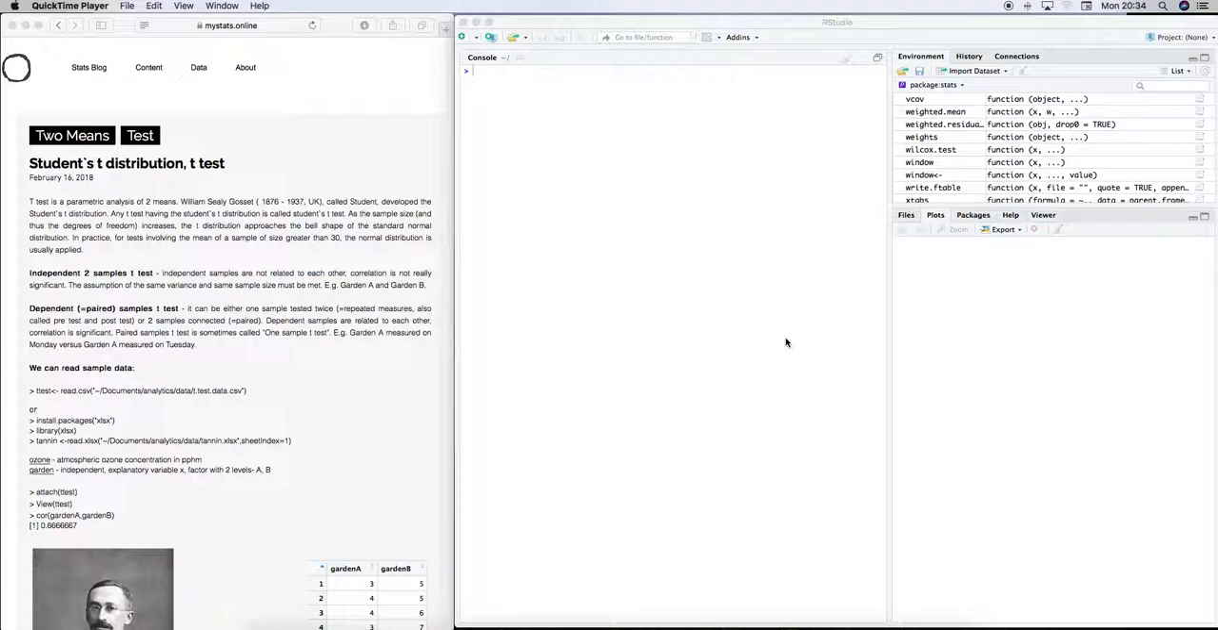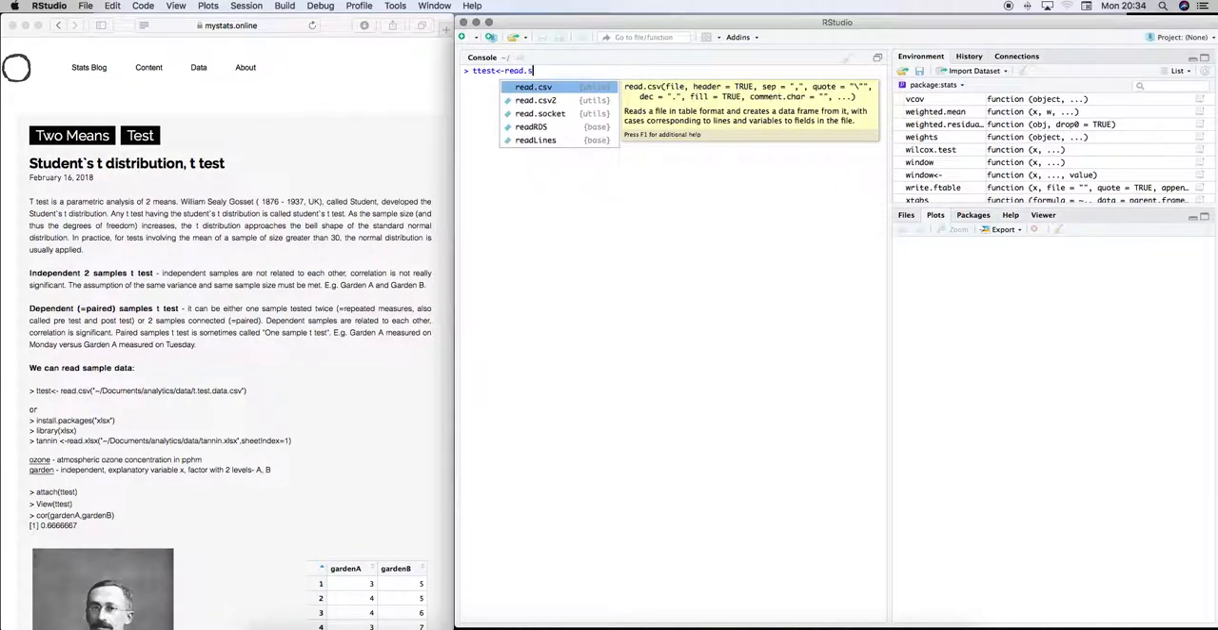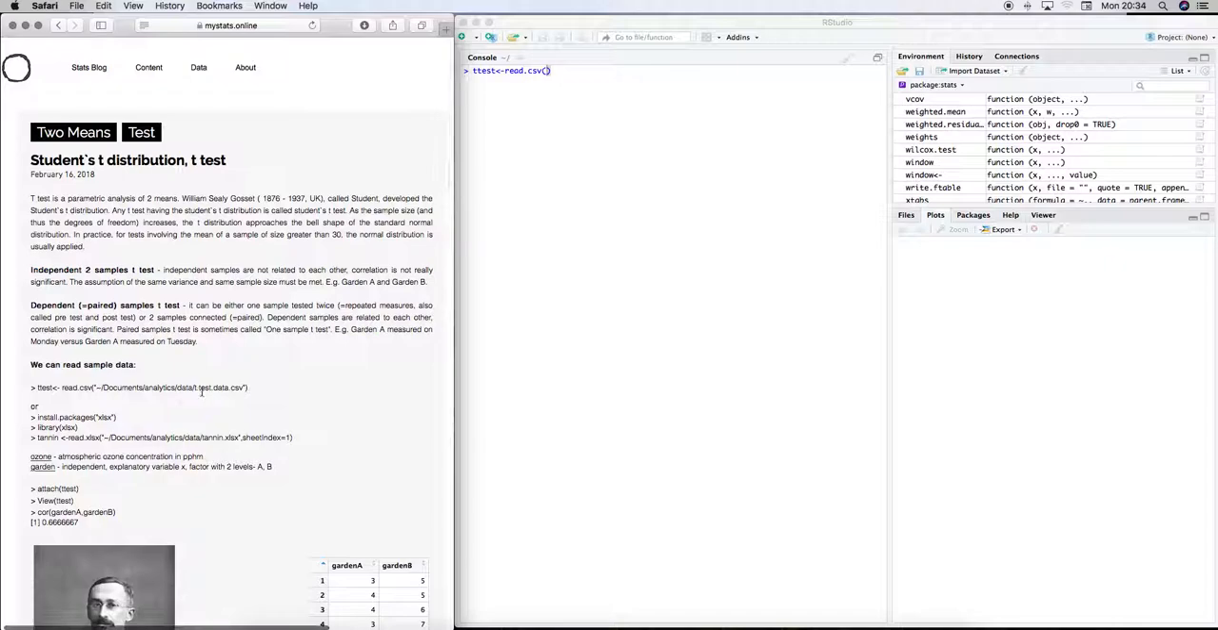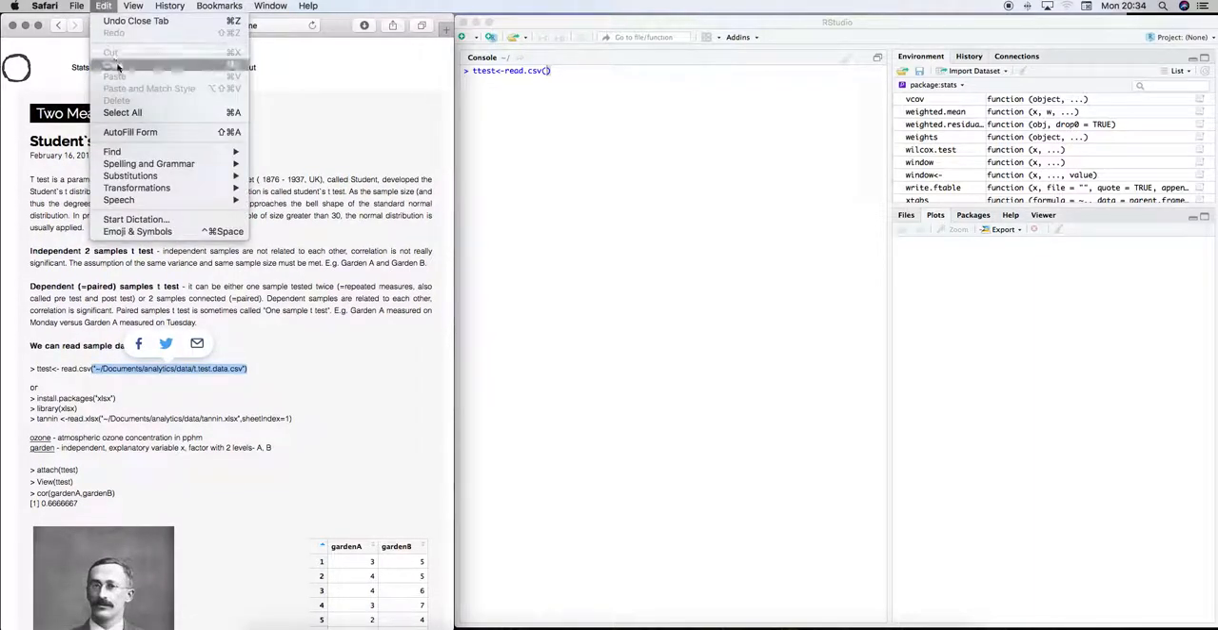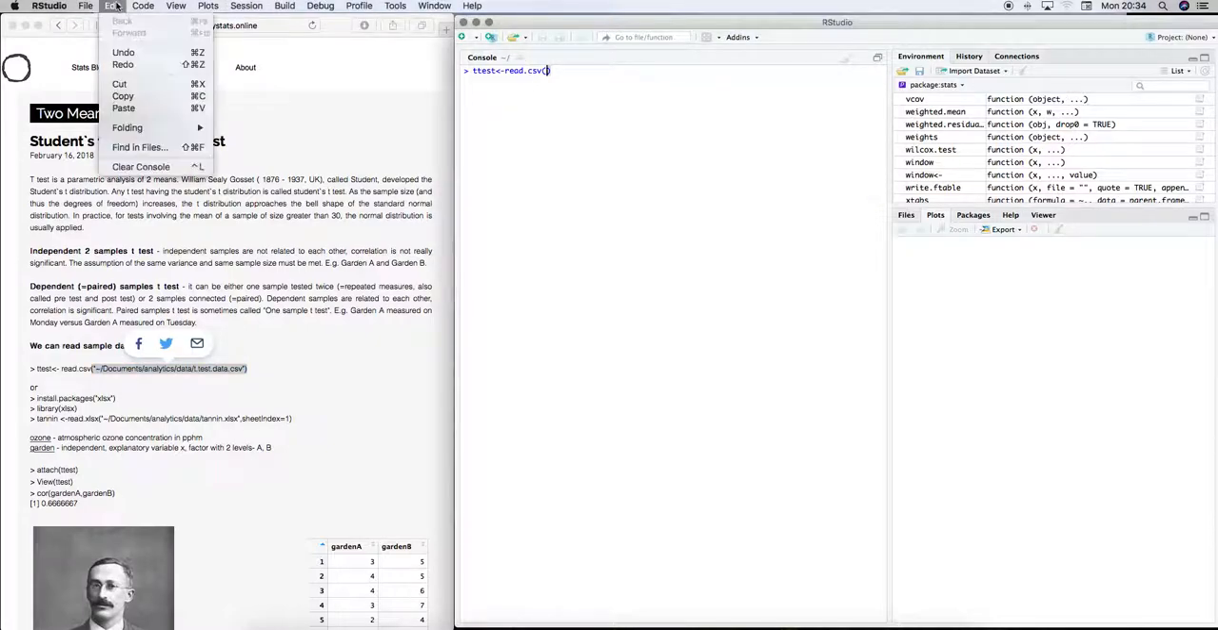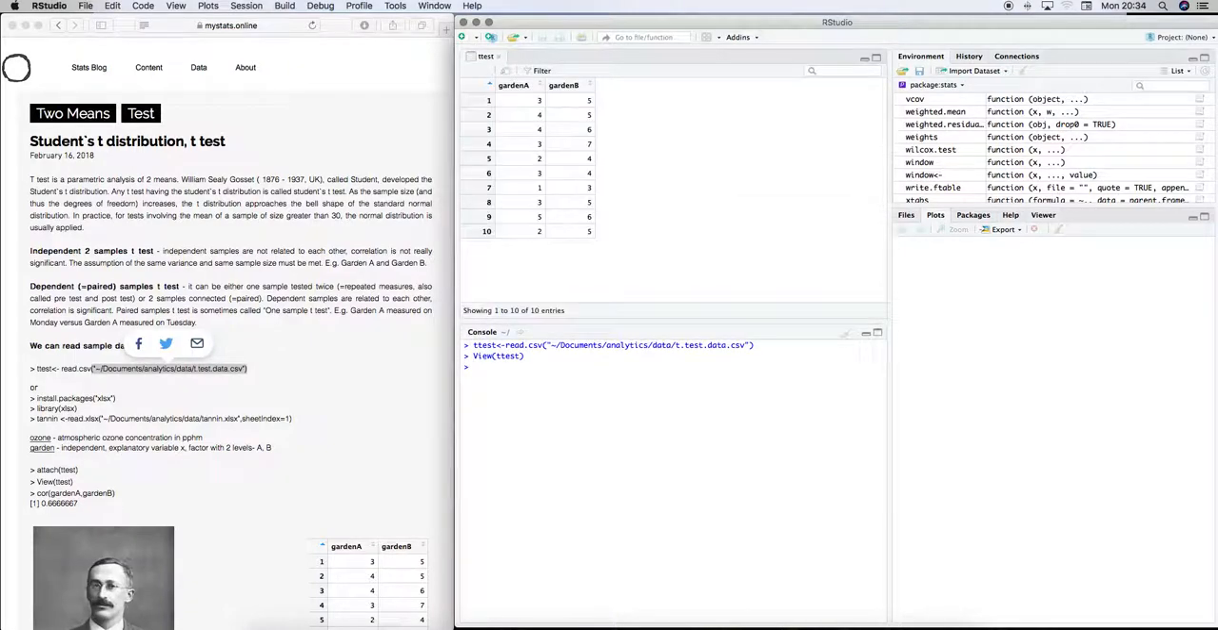So let's read the data and save them into the object t-test. T-test and read CSV, and I have saved the data into my documents folder, in the format of CSV. Let's have a look at how the file looks like. We can see that there is saved the ozone concentration in pphm units for garden A, 10 observations, and for garden B, 10 observations.